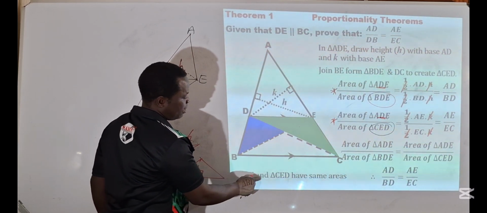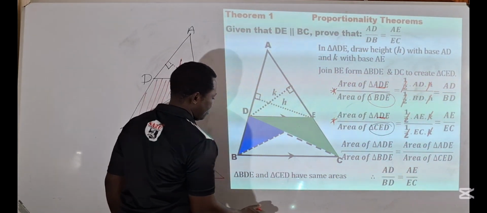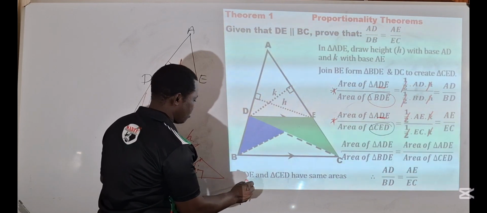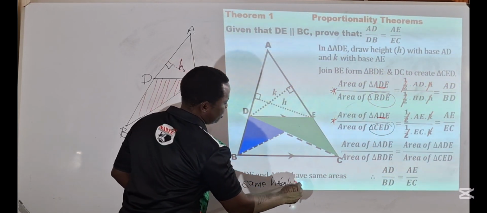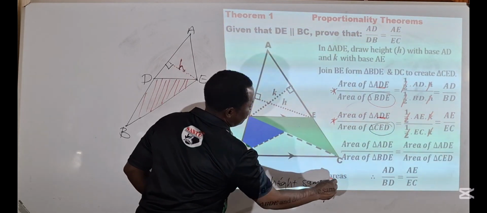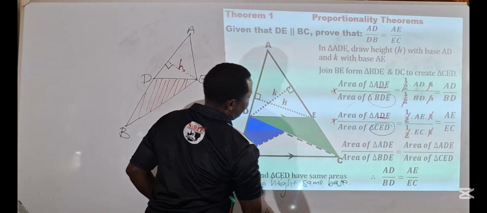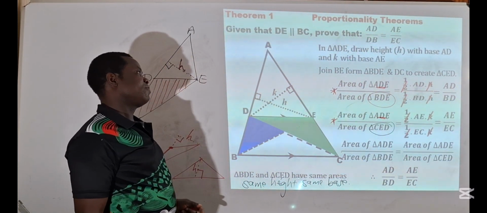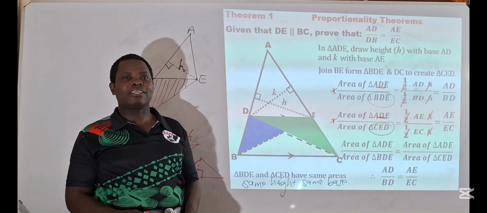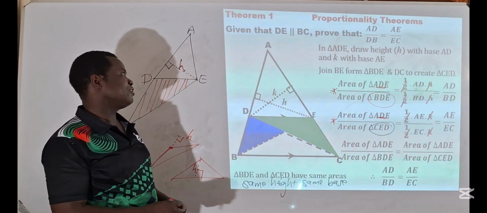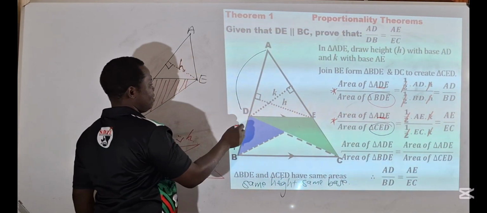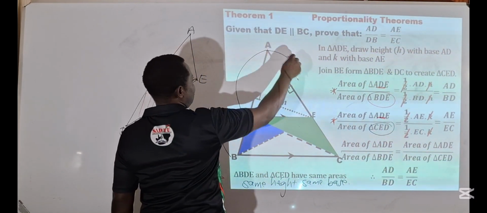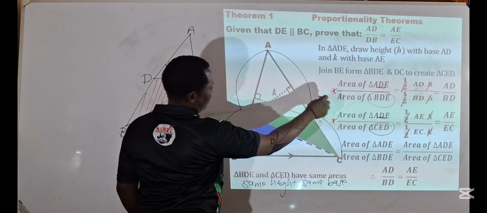Triangle BDE and CED have the same areas because they have the same height and the same base. That is why their areas are the same. Then your proof is complete for the proportionality theorem. The two sides which are divided in proportion are the ones given here. It means AD over DB is equal to AE over EC.